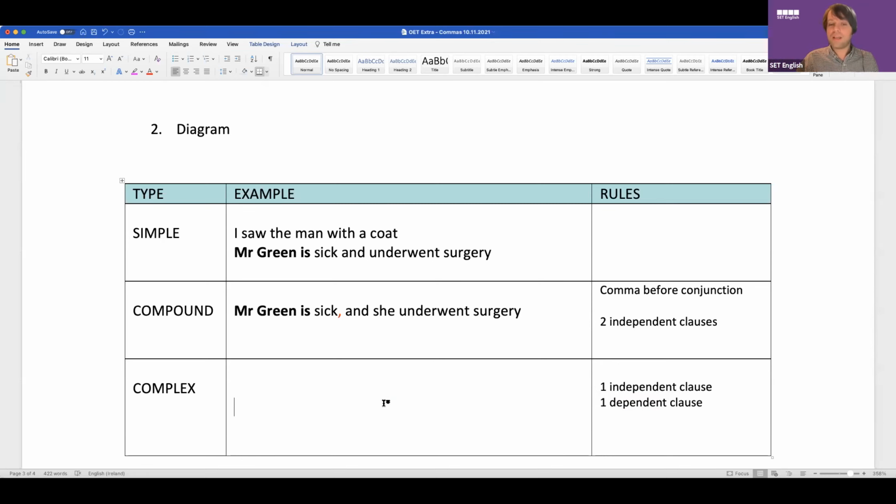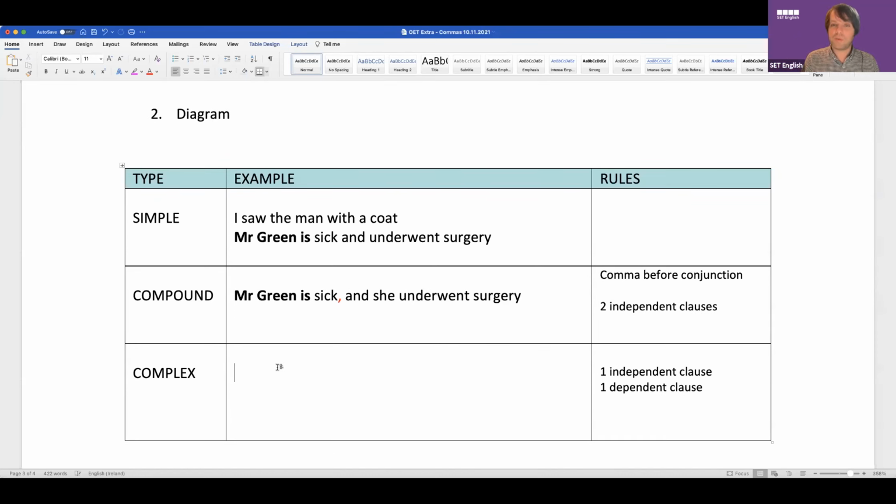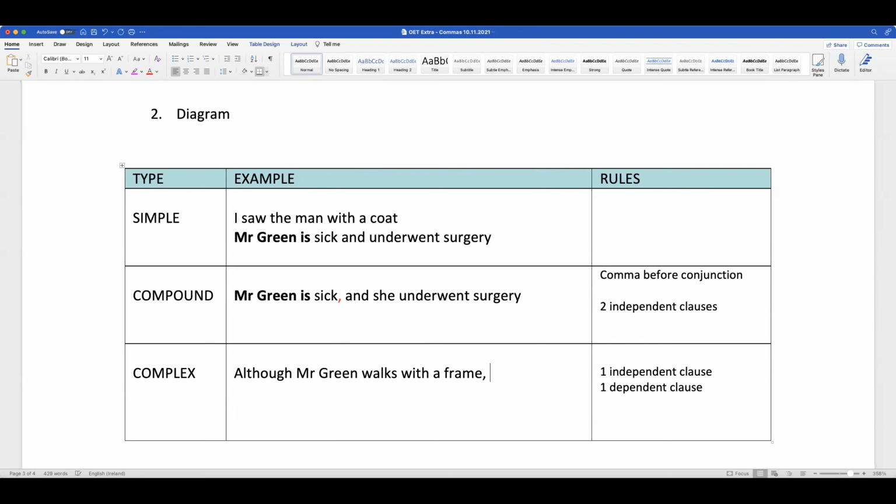Can anyone give me an example of a complex sentence? Anyone here? Yeah, go on, Anil. Although Mr. Green walks with a frame, he requires assistance.